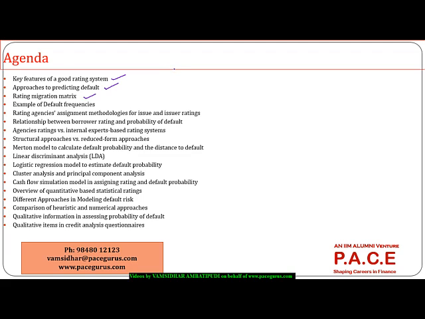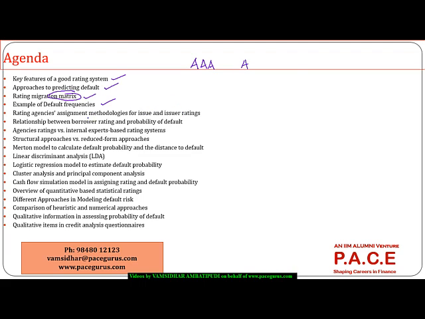What is the probability that within a year a company's credit rating will change from a triple A to a double A? Such kind of transitions. So that is what we are calling as a rating migration matrix. And various terminologies that are involved with respect to this rating migration. We'll try to see with example how do you really compute the default frequencies.